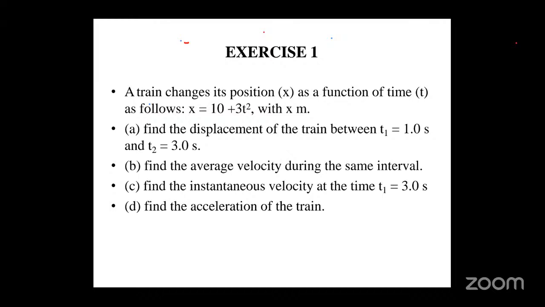B, find the average velocity during the same time interval, that is t1 equals 1 second and t2 equals 3 seconds. C, find the instantaneous velocity at t equals 3 seconds. And D, find the acceleration of the train.